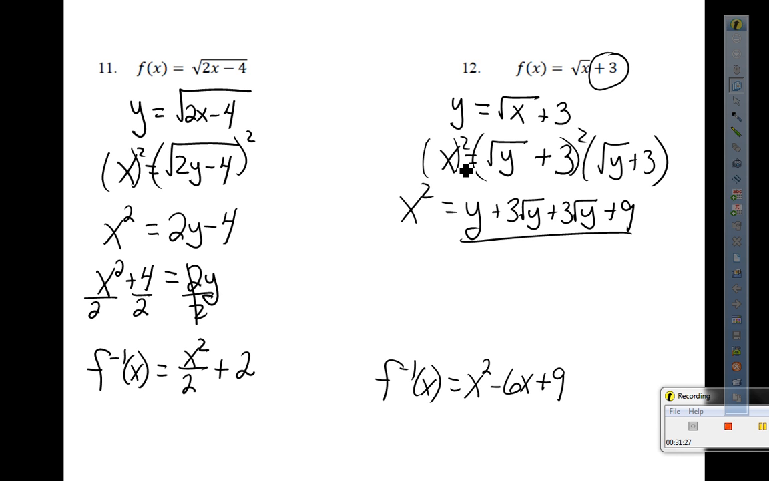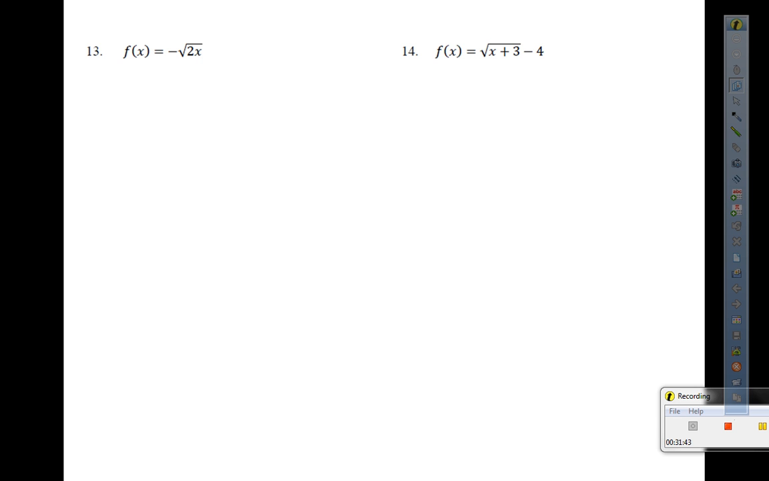I'm going to hit number 14 with you, which is almost the same kind of problem, and then I'm going to turn you loose on your assignment. So I'm going to bypass number 13 because it's another easy one. But let me show you number 14. Here goes the steps on your note card. I'm going to call this y equal the square root of x plus 3. Notice that minus 4 is on the outside. I'm going to switch the x and the y. So I have x equals the square root of y plus 3 minus 4.